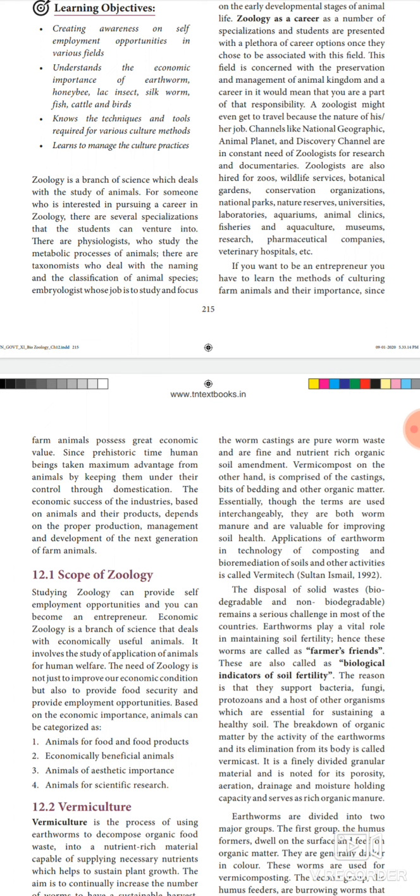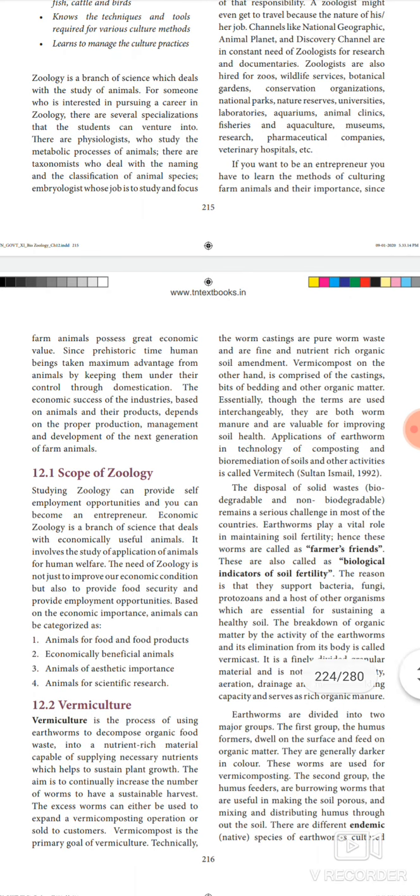Then animals of aesthetic importance. Aesthetic means natural. Okay, so that is called the animals of aesthetic importance. Then animals for scientific research. Some animals are required for doing some scientific research; that is called animals for scientific research. So these are the scope of zoology. For economic importance, these animals can be categorized into four groups: animals for food and food products, economically beneficial animals, animals of aesthetic importance, then animals for scientific research.